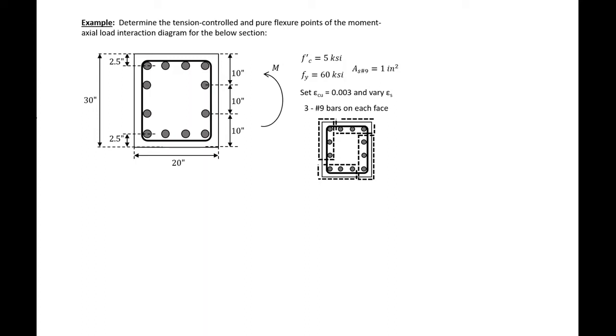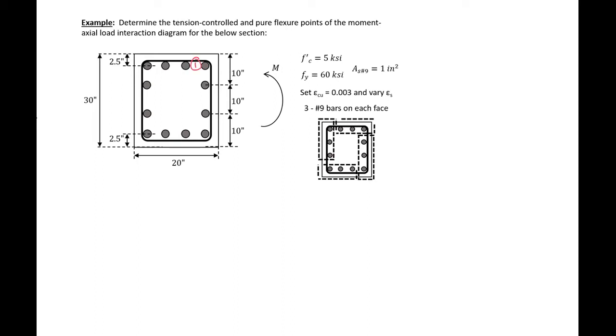In this video, we're going to look at how to develop and determine a few points on our moment axial load interaction diagram with a column with multiple layers of steel, so more than 2 layers. So here you can see our 30-inch deep and 20-inch wide column with 4 different layers of steel. So the first thing that we'll do is we'll define our layers.